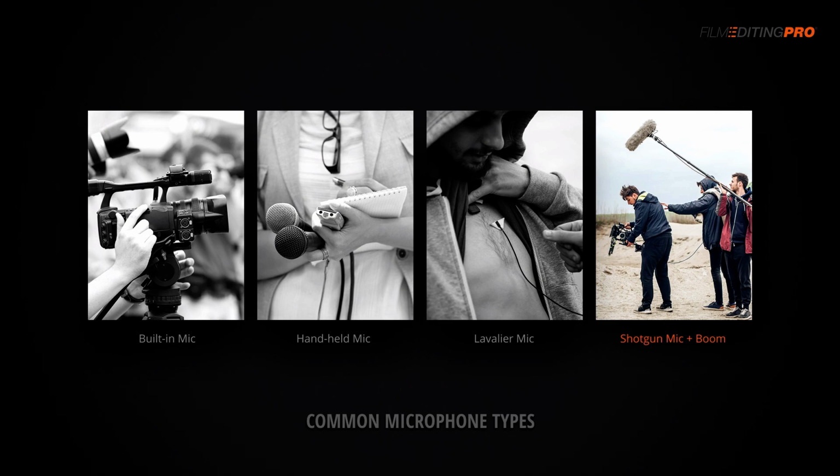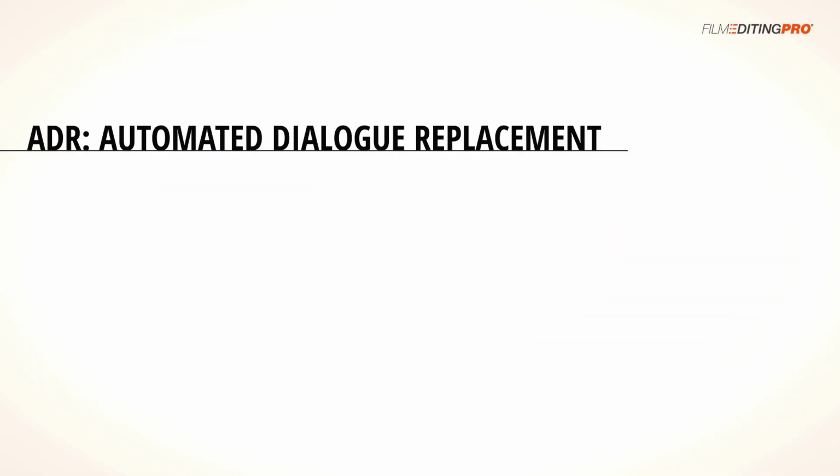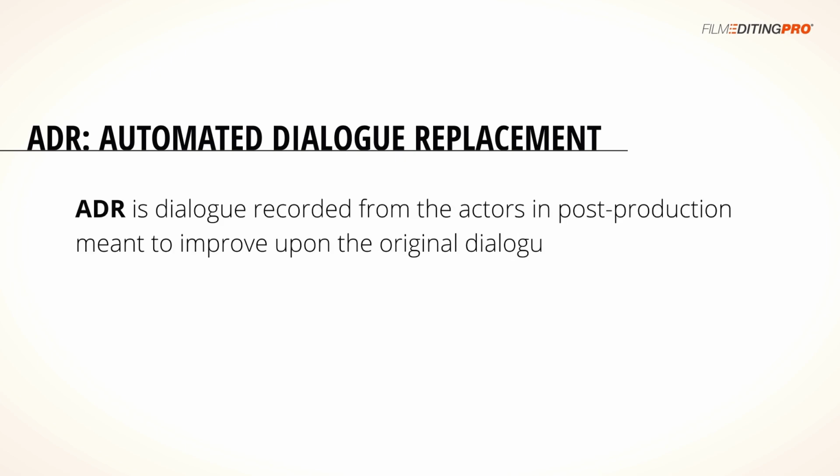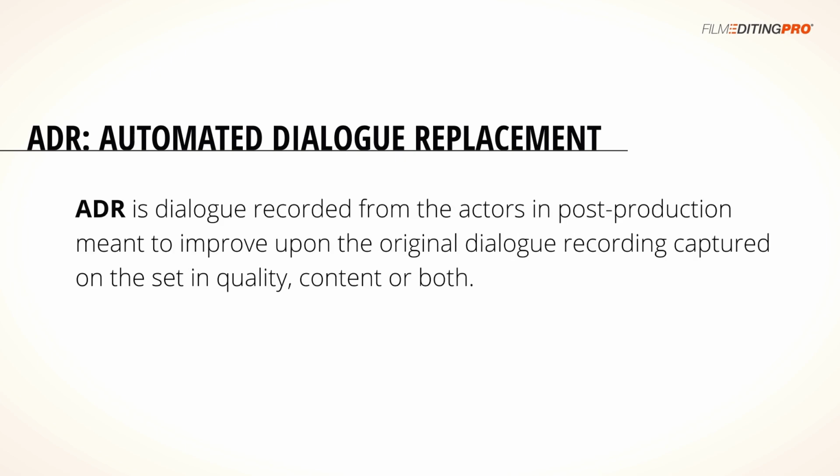Now, there's one other audio source we haven't mentioned. ADR, or Automated Dialogue Replacement. This is audio recorded from the actors in post-production, meant to improve upon the dialogue captured on the set, either in quality, content, or both. If none of your microphone audio is sounding good, ADR is a good way to fix that. As a creative editor, you'll rarely find yourself responsible for overcutting with the ADR unless you've got a very small crew and you're wearing all the hats.